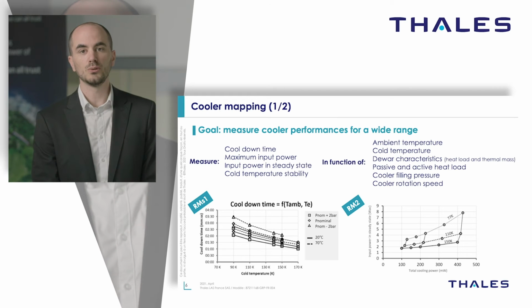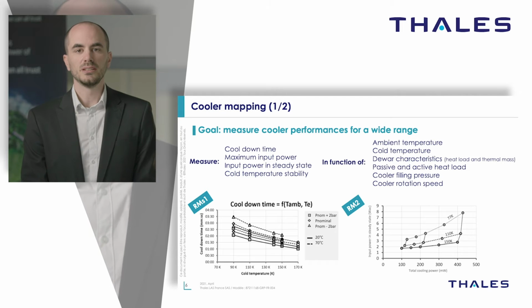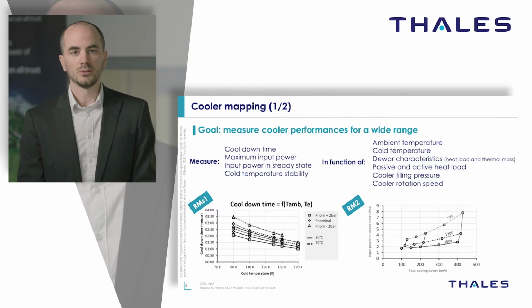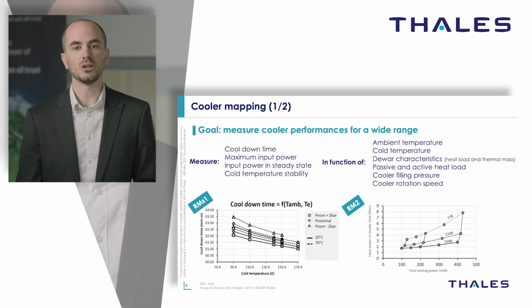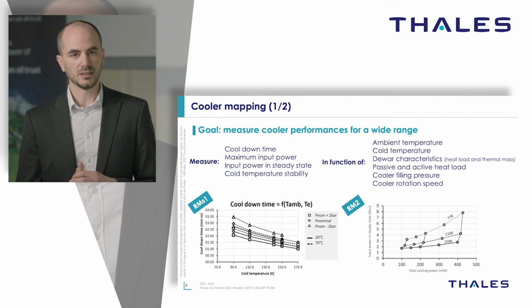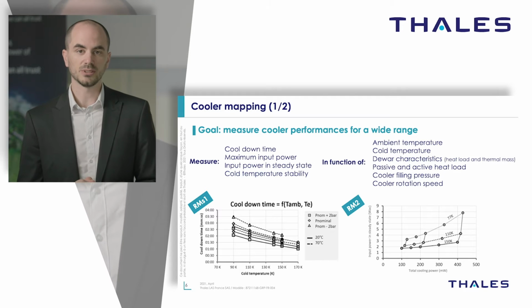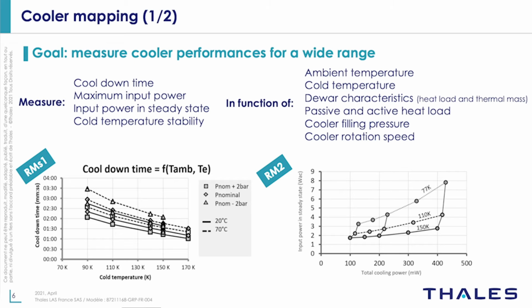So first of all, the cooler mapping. The goal of this mapping is to measure the cooler performance for a wide range of applications. We measured in the past for all our coolers several parameters: the cooldown time, the maximum input power, the input power in steady state, and the cold temperature stability. And we measured these parameters in function of several inputs, such as the ambient temperature, the cold temperature, the Dewar characteristics, the passive and active load of the detector, the filling pressure, and the rotation speed. At the end, we have a mapping of the cooler performance.